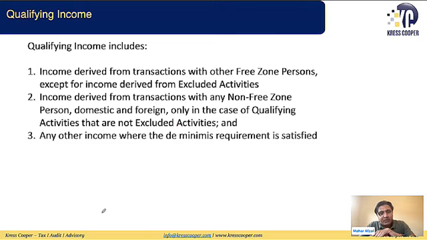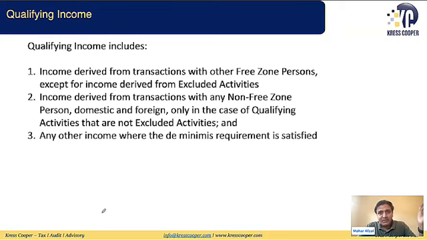Some income of the qualifying free zone person we have already discussed in our free zone business seminar. When we conducted the seminars on the free zone, we discussed in detail that some income will be considered qualifying income, and this income will not be subject to corporate tax if it is earned by the qualifying free zone person. What are those incomes? Income derived from transactions with other free zone persons, unless these are excluded activities. Income earned from a non-free zone person, a qualifying non-free zone person, unless these are excluded activities, and the income which is meeting the de minimis criteria. So these were the qualifying income.